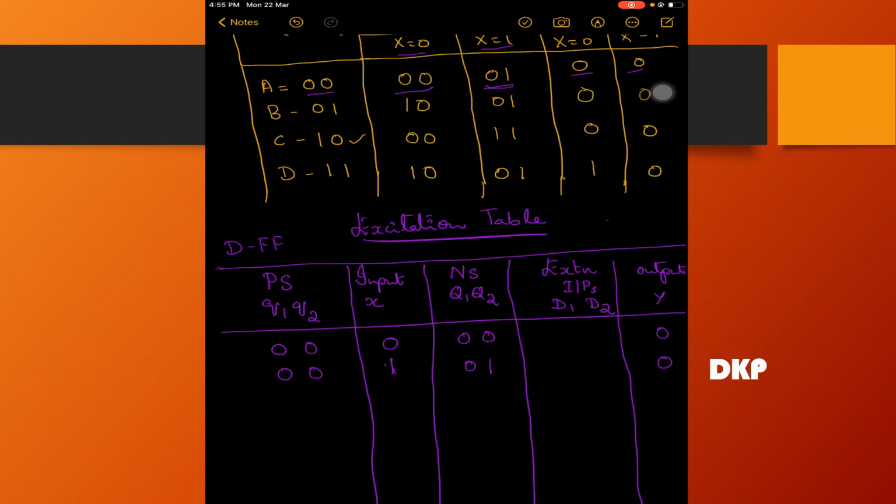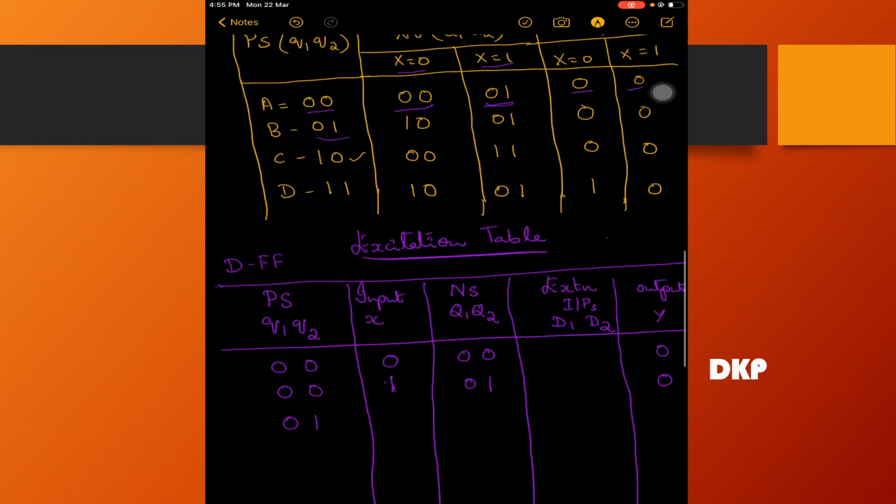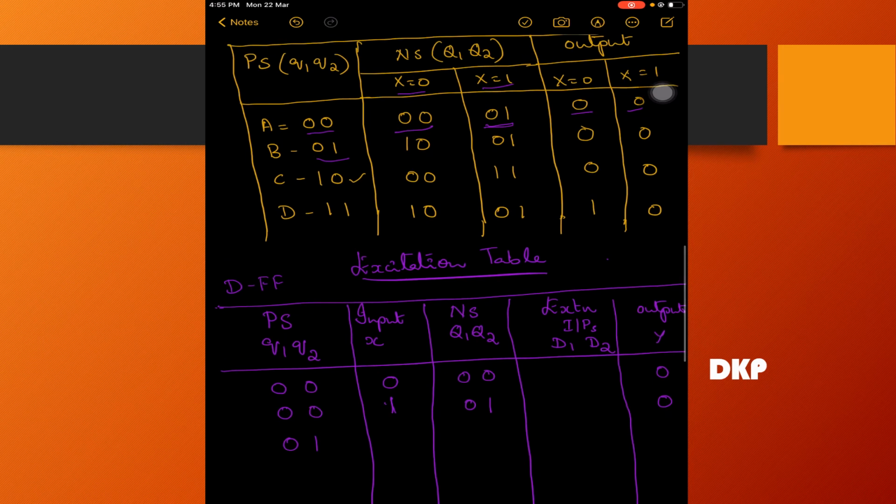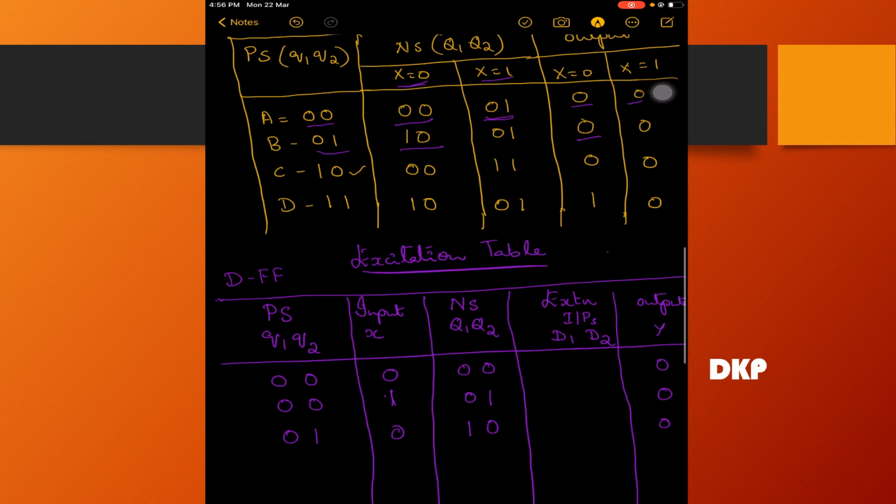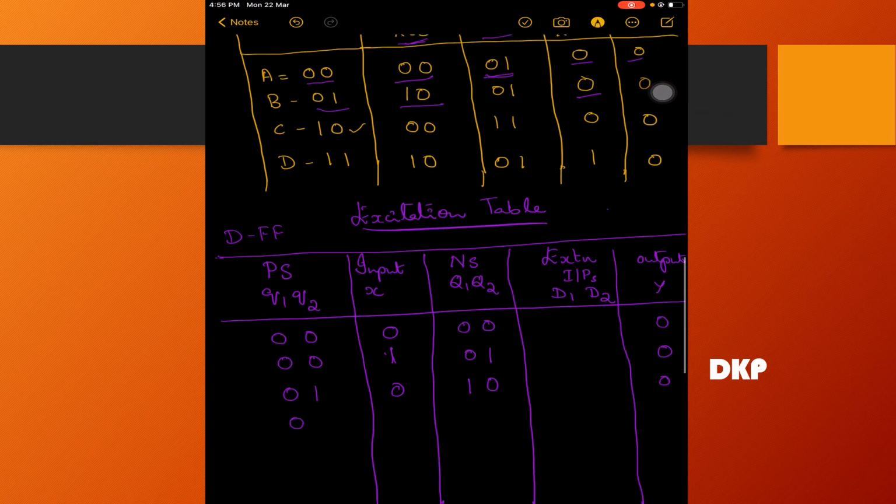Similarly, the next state is 0 1, the B state. When you give 0 as the input, what is the next state that you will get here? It is 1 0. And what about the output? The output is 0. Again 0 1, that is the same state.